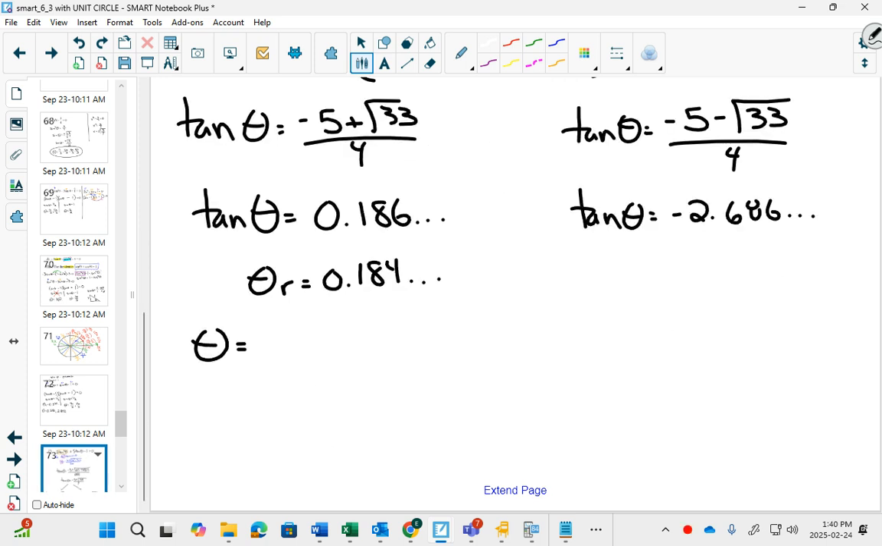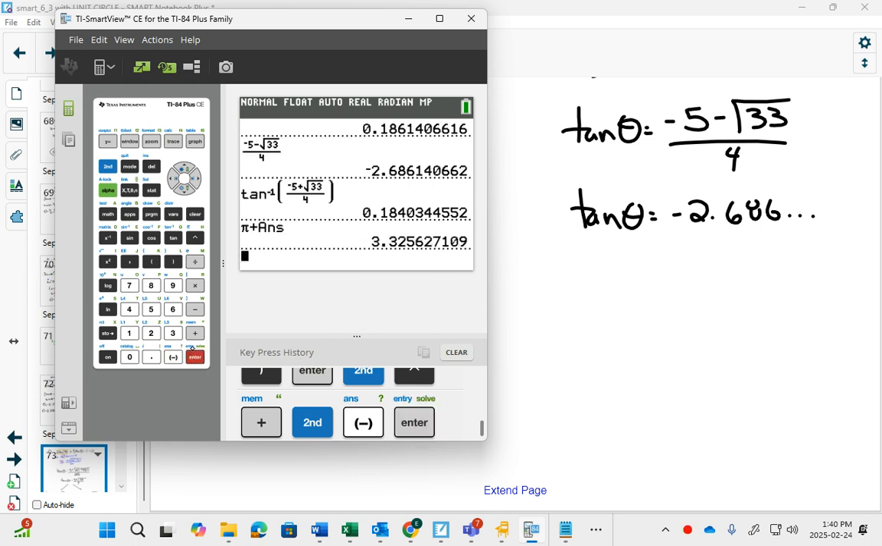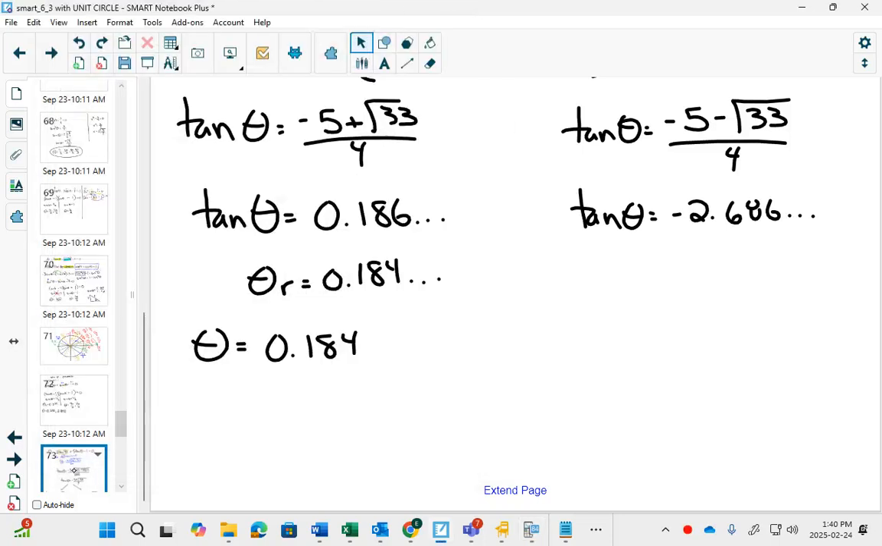This one is positive. According to your CAST rule, tangent is positive in quadrant 1 and quadrant 3. So in quadrant 1, to 3 decimal places it will be 0.184. I'm going to double check if that's rounded, yes. And then in quadrant 3, I would go pi plus this answer and get 3.325, or 3.326 when rounded.